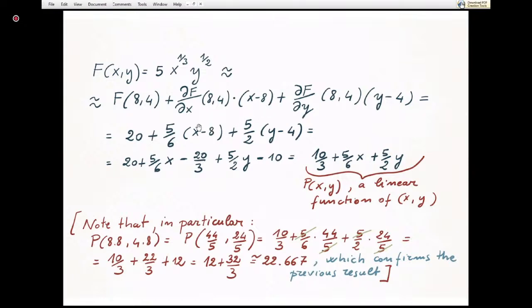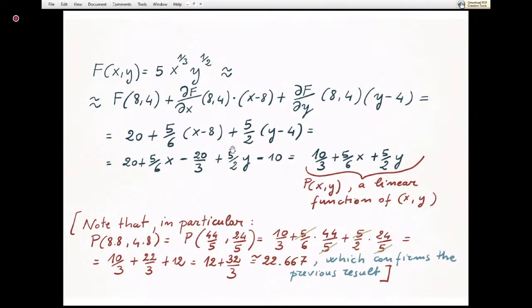Keep in mind that this x can be larger than 8, can be smaller than 8. So we can also assume that we decrease the amount of the first input factor, okay? In this case, this quantity would be negative. This is much more general than the previous numerical example. Plus the partial derivative with respect to the second variable times y minus 4, which is the supposed change in the second input factor. So this is the new level of the second input factor, left as a variable. This is the new level of the first input factor.